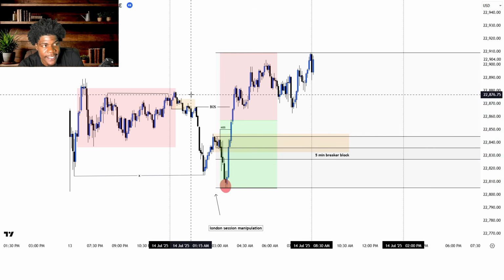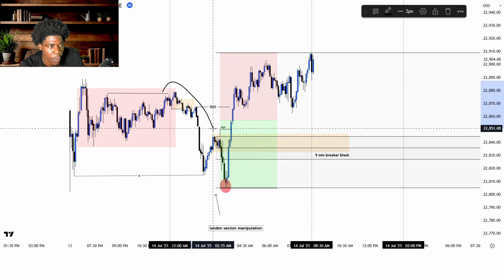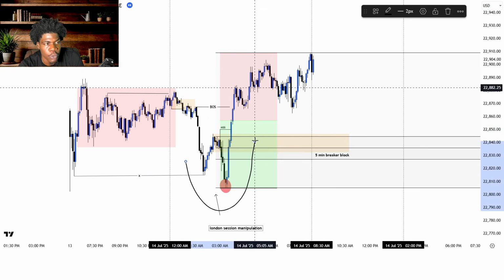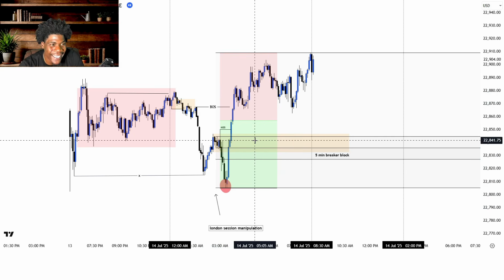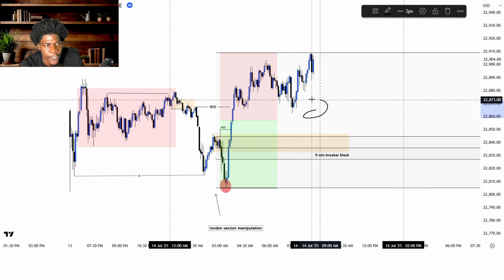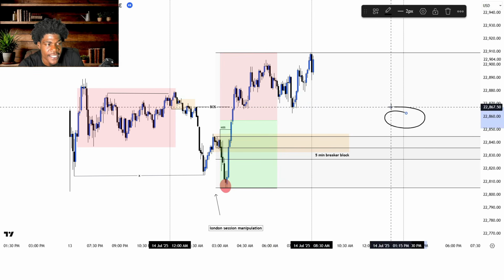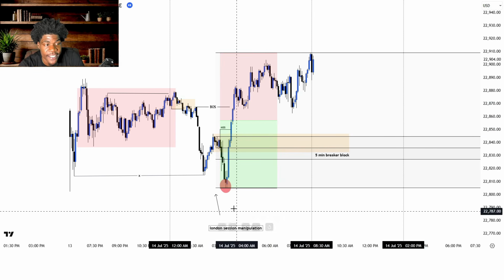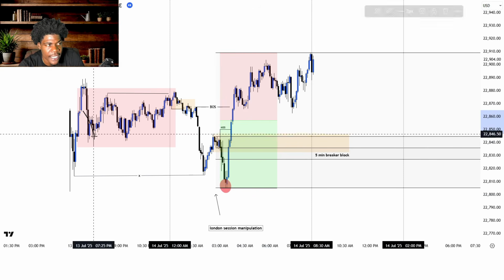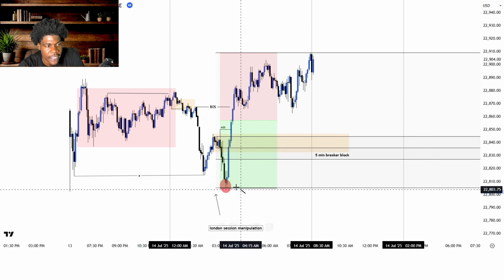So if you're a London session trader, you could have caught this sell model right here and this buy reversal, because the London session provides a lot of volatility for a lot of movement. But me personally, I only trade the New York session between 8:30 to 2 p.m. EST.